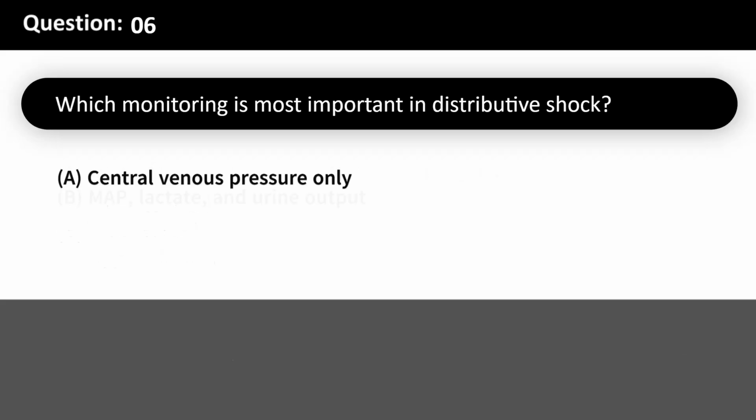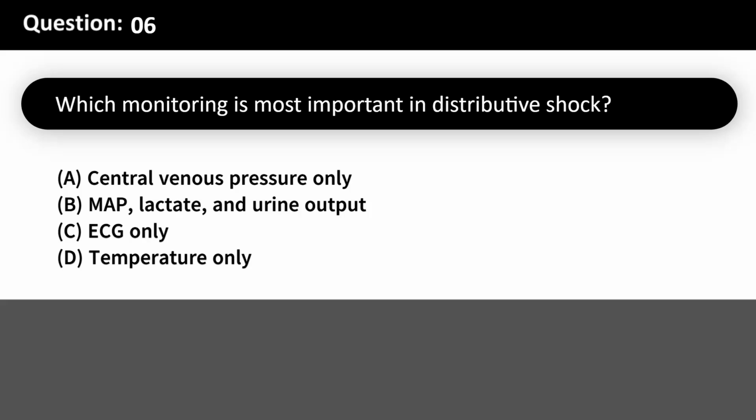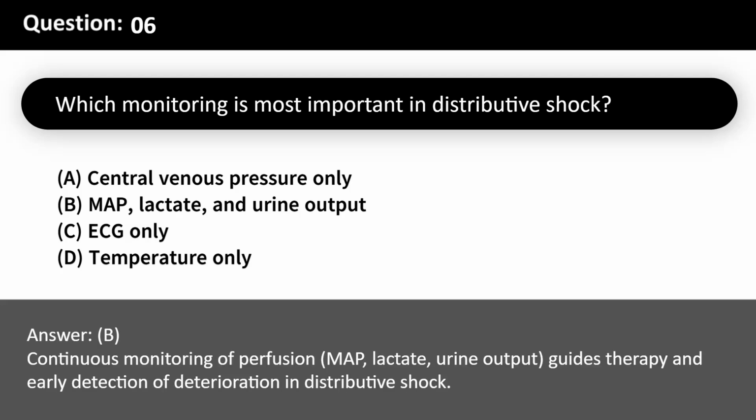Which monitoring is most important in distributive shock? A. Central venous pressure only. B. MAP, lactate, and urine output. C. ECG only. D. Temperature only. Answer: B. Continuous monitoring of perfusion, MAP, lactate, and urine output guides therapy and early detection of deterioration in distributive shock.